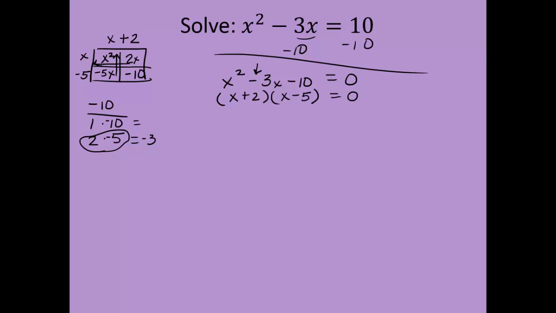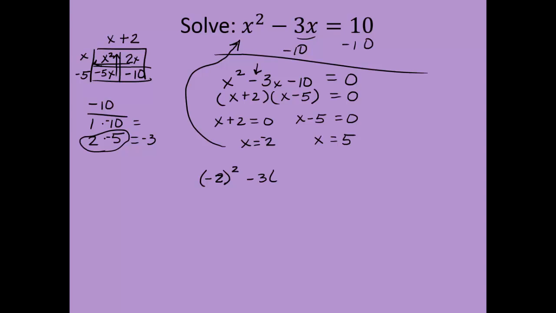Now use the zero product property. So either x plus 2 equals 0 or x minus 5 equals 0. That means x has to be negative 2 or 5. These are both solutions to the problem. Let's check them. If x was negative 2 in the original problem, that would be negative 2 squared minus 3 times negative 2 should be equal to 10. Let's see if it really is. 4 plus 6. Yep, that's 10.